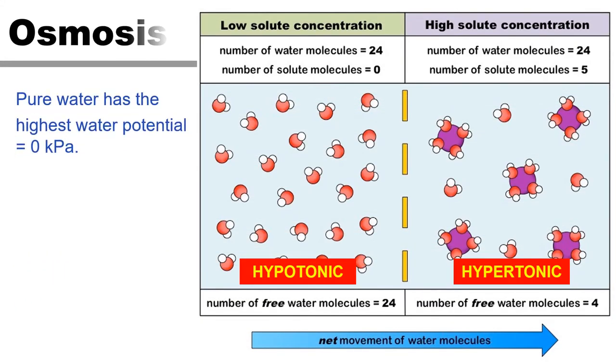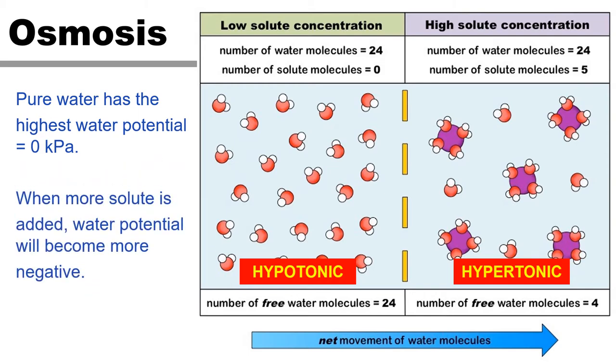Pure water has the highest water potential, which is 0 kPa. This is because pure water contains only water molecules, without any solutes. So all water molecules can move freely with the highest free energy. When solutes are added, water molecules will bind to the solutes to dissolve them. Water molecules can no longer move freely, thus lowering their free energy. This will cause the water potential to decrease and become more negative.